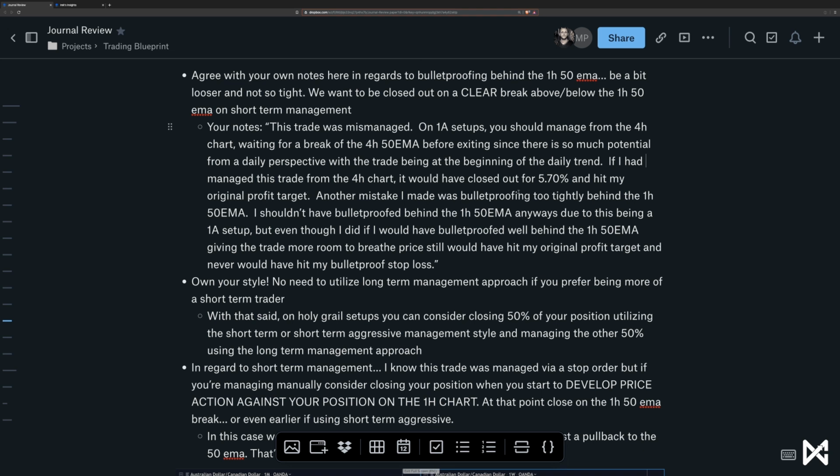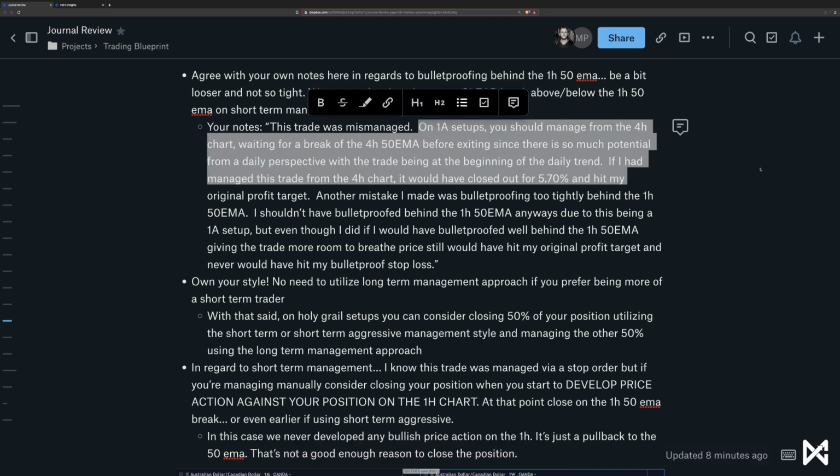Another mistake I made was bulletproofing too tightly behind the 1 hour 50 EMA. Okay, right? So this 4 hour 50 EMA management is not necessarily a mistake. Sure, it could have gone on to bank a little bit more profit, 5.7%. But there are setups that you can manage with short-term management that go on to also bank 10%, 11%, 14%. We have examples of those, where you only use short-term management and you make more profit with short-term management than you would with long-term management. That will happen, and it does happen quite often.